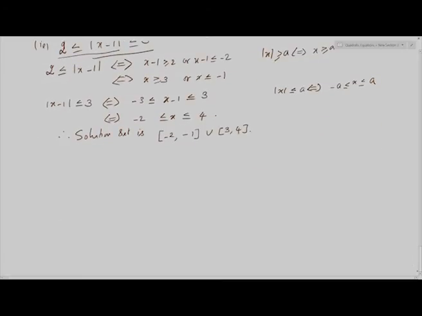Now let us see some problem with a different flavor. A little abstract, I want to solve this. Solve ax square minus (a plus 1) x plus 1 less than 0. Here a is a number, a non-zero constant. I want to solve this where a is not equal to 0.